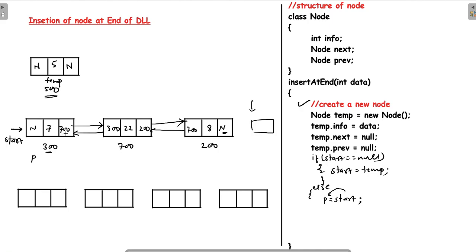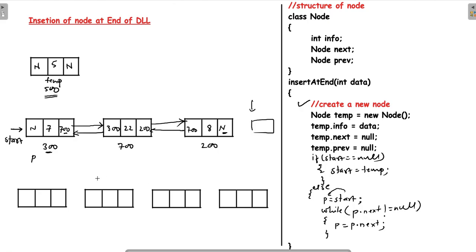No. Then copy this next field in P itself. So how will you write? You will be writing a while loop: while P of next is not equals to null, P of next is not equals to null. If this is the case, then P is equals to P of next.